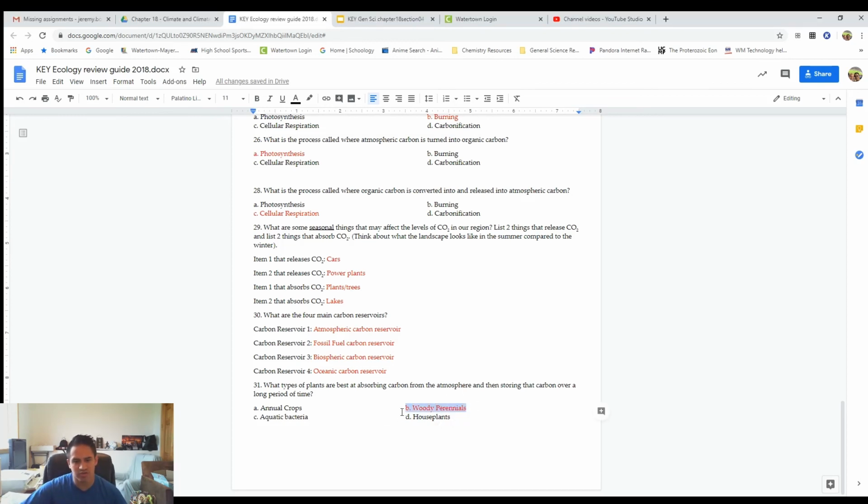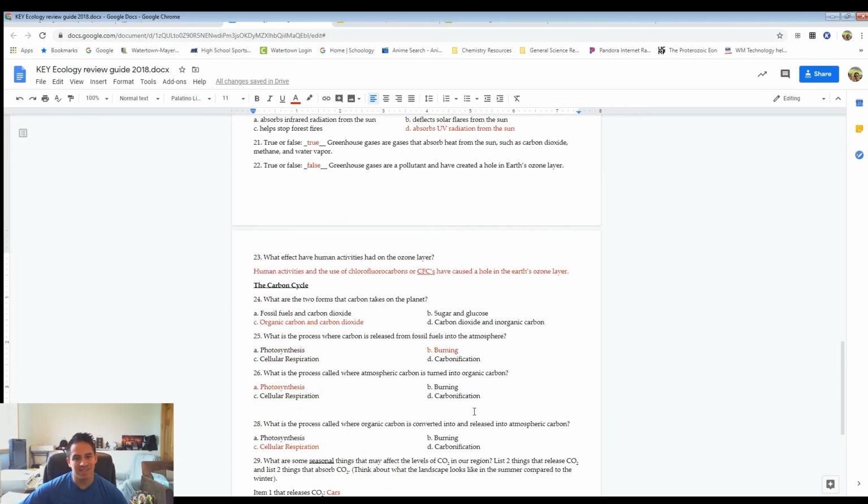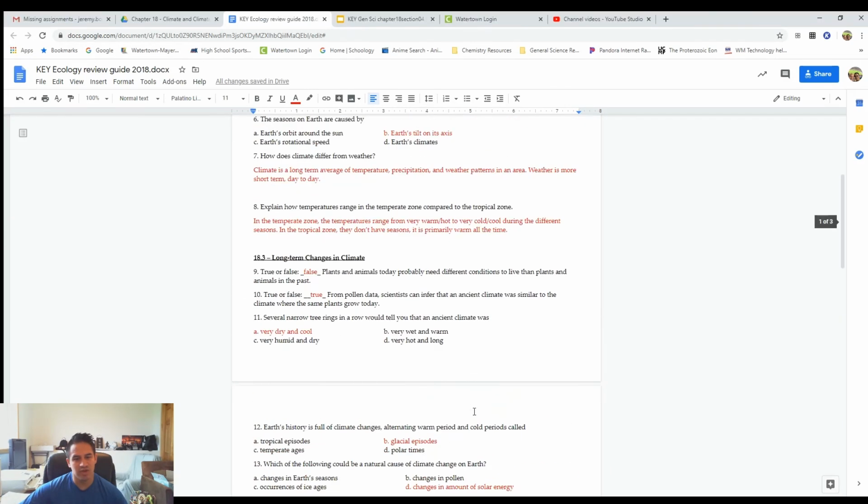Trees, right? Woody perennials, oak trees, maple trees, elm trees, they live for a long time, right? 30 plus years. They bring that carbon dioxide inside their trunk as they're growing, and then it kind of stays there until the tree dies or gets cut down. So it is going to by far be the best at sealing and storing that carbon away for a long period of time.